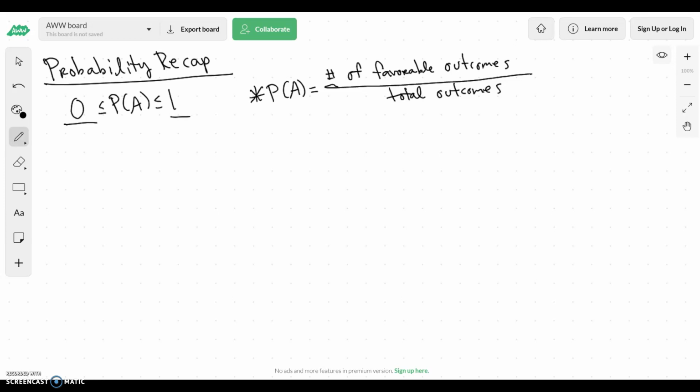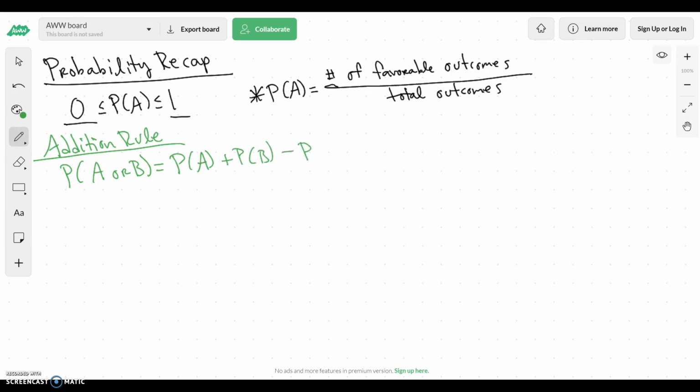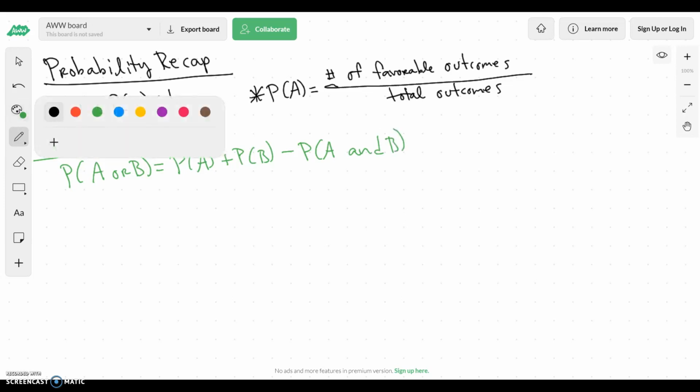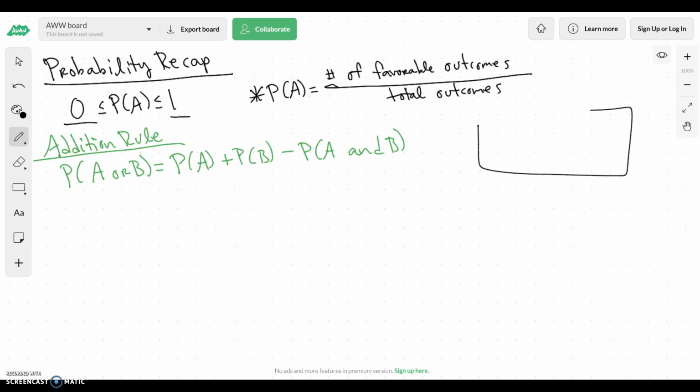So we talked about other things. One of the things that I do want to mention, though, is the addition rule. This is what we kind of discovered in the last problem that we did in class. If I want to figure out the probability of A or B, then this is just going to be equal to the probability of A plus the probability of B minus the probability of A and B.